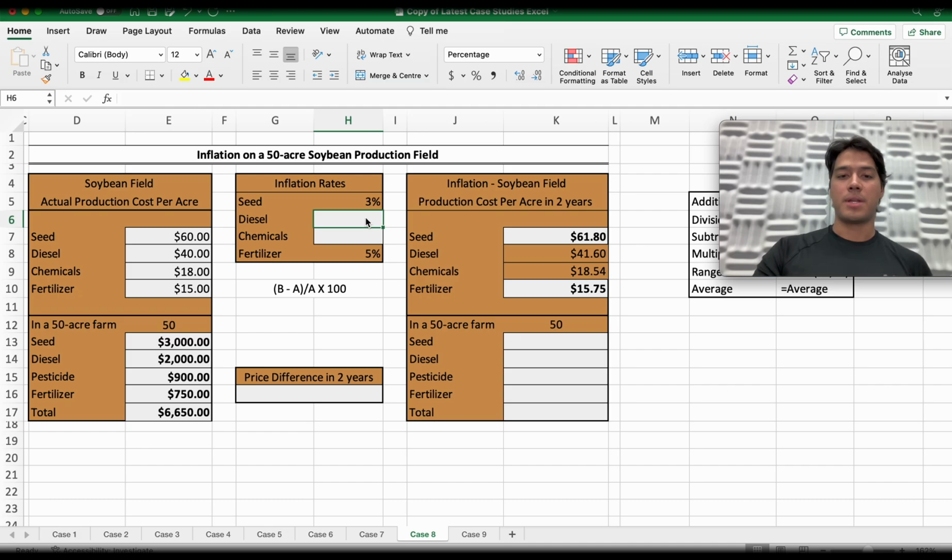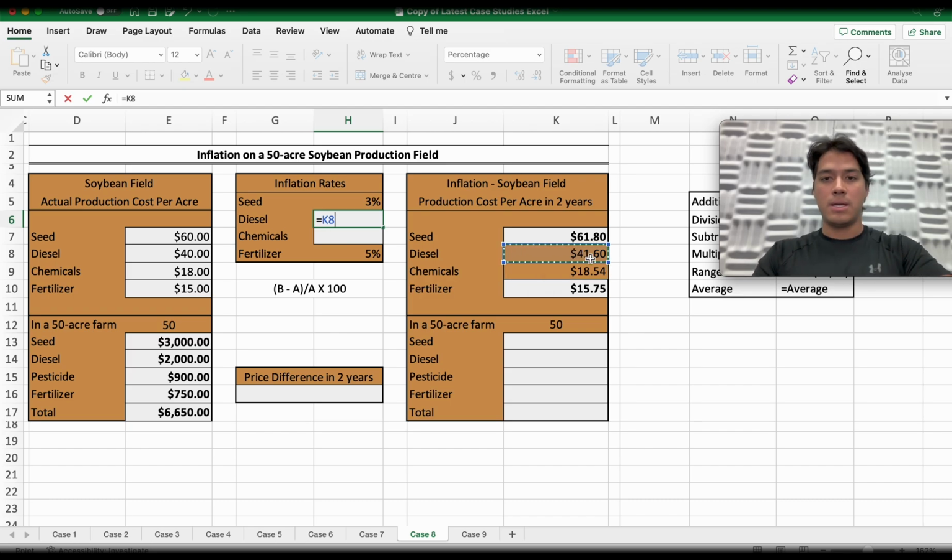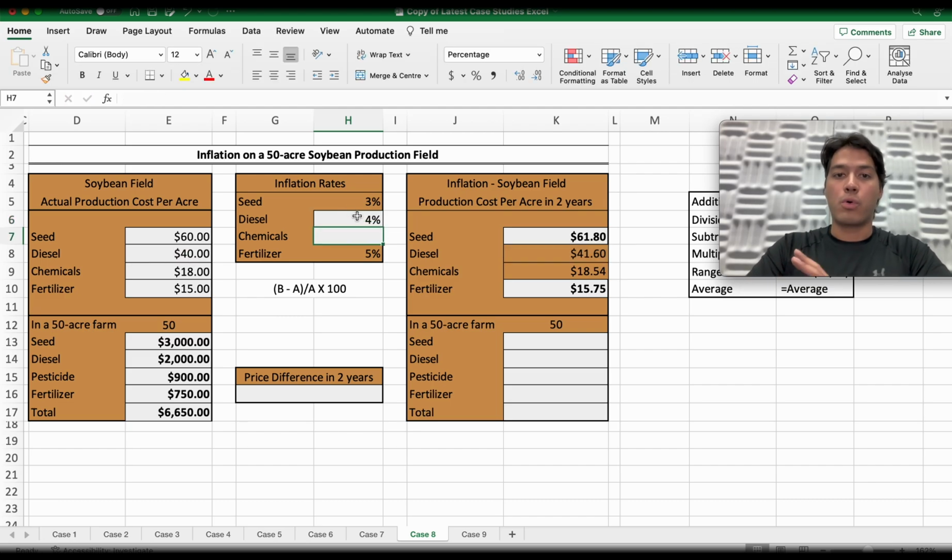Now that we're done with the inflation in the soybean field, let's move to the other table, inflation rates. Let's calculate those rates. Remember that I showed this formula at the beginning, so let's just plug in the numbers. B is the future cost based on inflation, so we have 41.60 minus A, which is the actual production cost. In this case, for diesel, it's 40. Let's close parentheses, and just divide this again by 40, which gives me a 4% inflation rate. As you can see, I'm not adding the multiplication by 100 because Excel already recognizes this as a percentage, so there's no need to add that 100 in the formula.